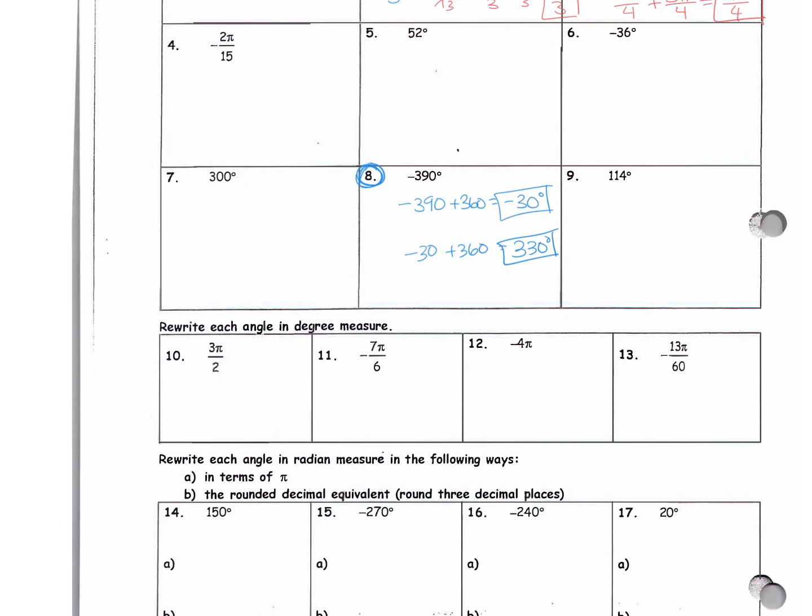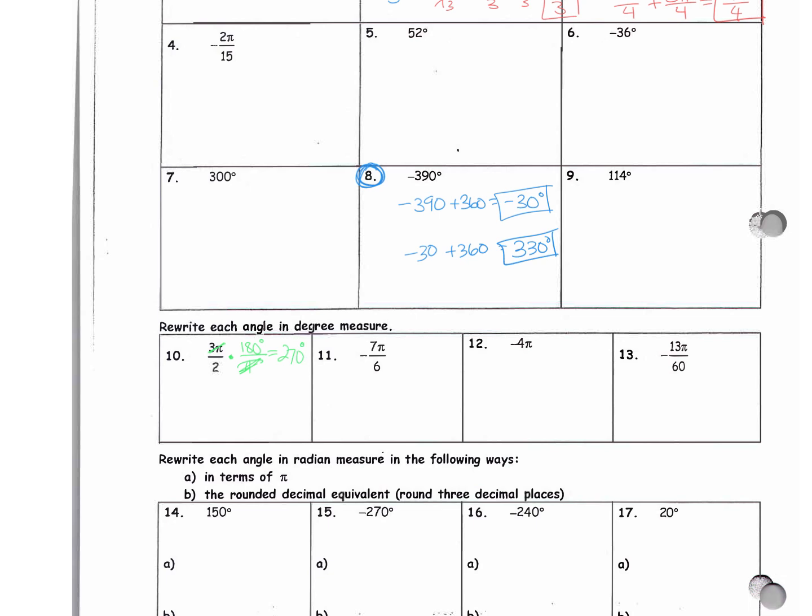I think you can rewrite each of these in degree measure, but remember, if I'm trying to convert from radians to degrees, I need to cancel my radian, so it goes in the denominator. I need degrees as my unit, so it goes in the numerator. In this case, my pi's cancel, and I multiply the 3 times the 180, I divide by 2, and I believe I get positive 270 degrees.